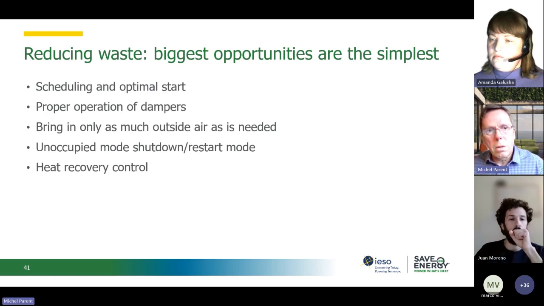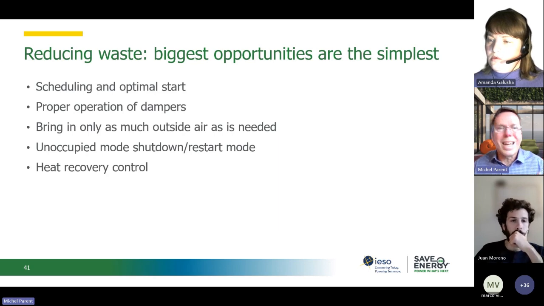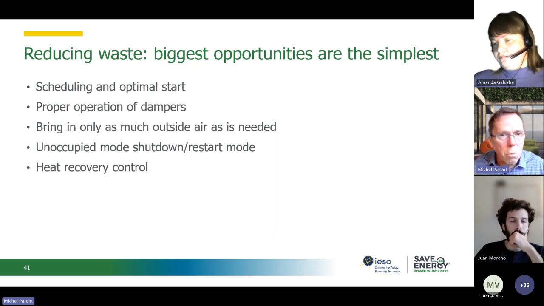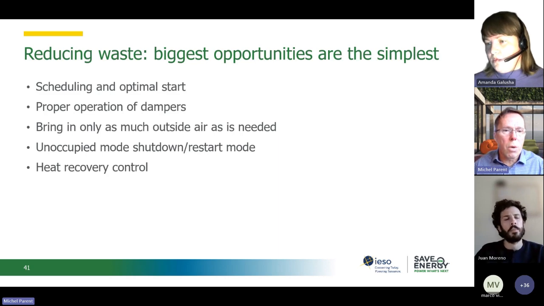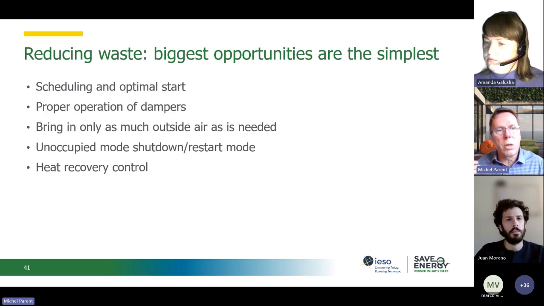Unoccupied mode shutdown and restart mode. When you've got single zone units and they provide the heating for the space, you've got to find a way to not get that system to run 24/7 like it was an occupied building. Try to have a night mode. Maybe that means a VFD on the motor. So you reduce your load and you reduce the equivalent full load hours. So again, you hit more than one of those saving mechanisms.